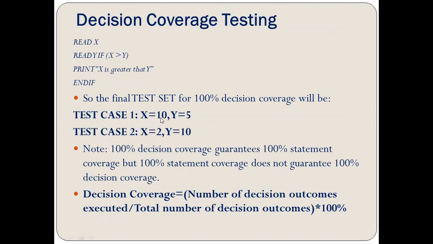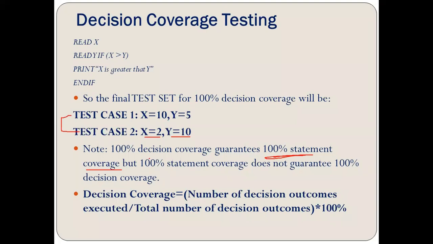One condition we are taking, X is greater than Y, that is X is equal to 10 and Y is equal to 5. The other test case we are going to take is the false condition, that is X is equal to 2 and Y is equal to 10. Now here you can see that if we execute both these conditions, then we are going to cover 100% of the statements of the source code, right? Because we are covering both the test cases. But if we are not going to cover both the test cases in the decision coverage, then only the true condition will be executed in the statement coverage.